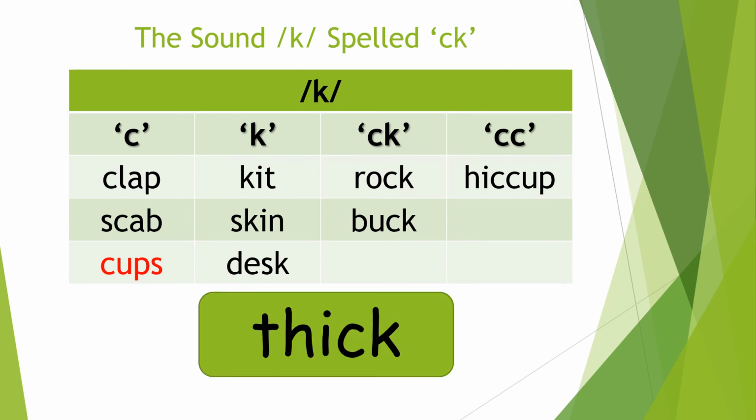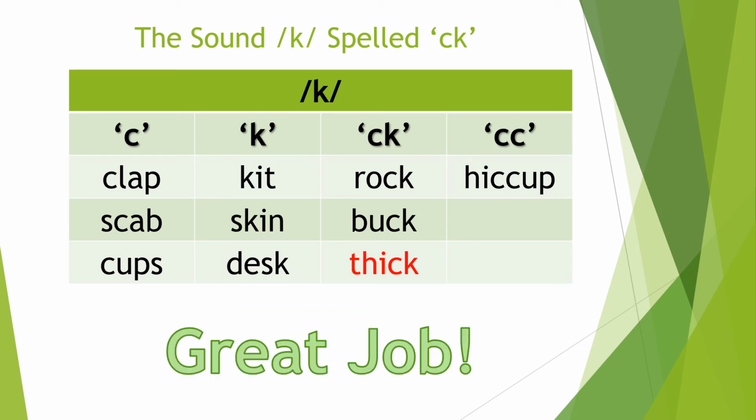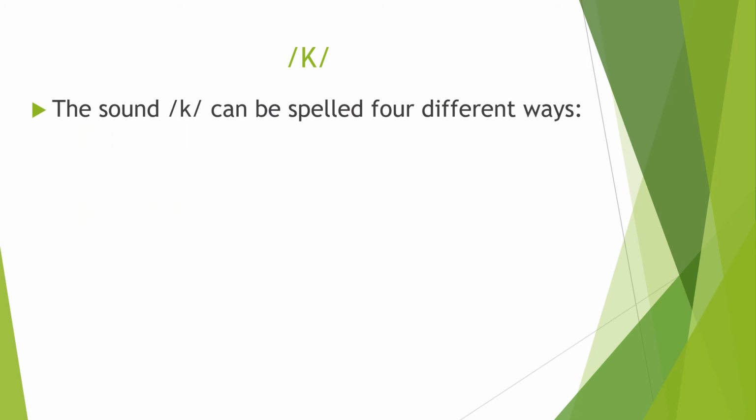Read this word. This word is thick. Thick belongs in the CK column. Did we trick you? I hope not. Great job. So let's review what we've learned today. We learned that the k sound can be spelled 4 different ways. Do you remember them all?